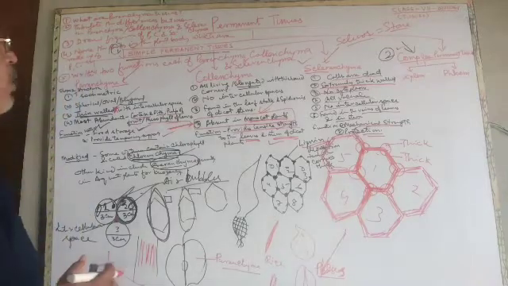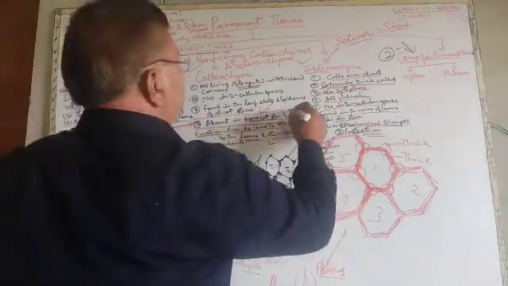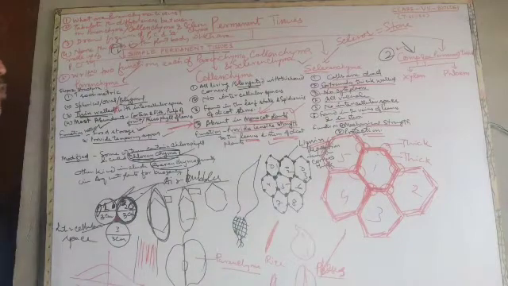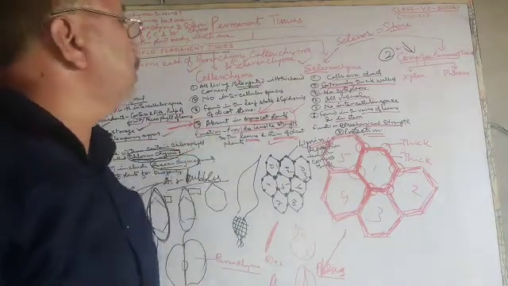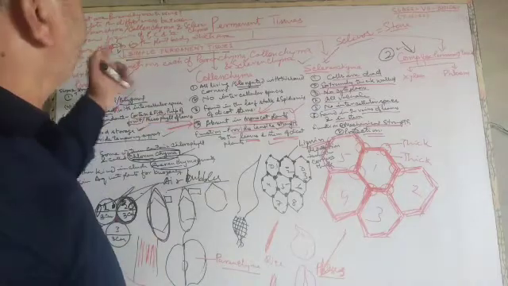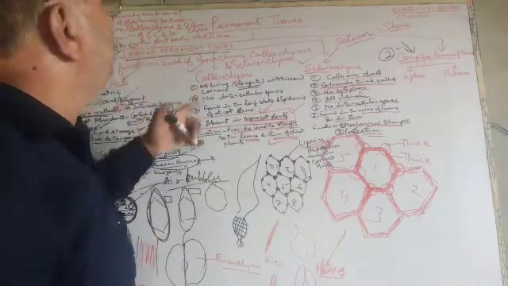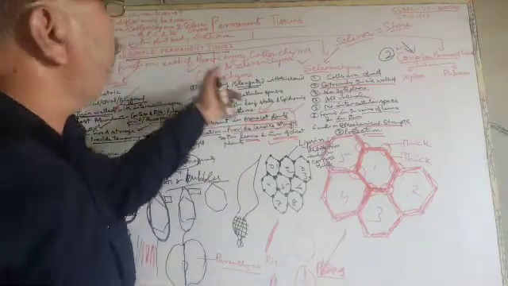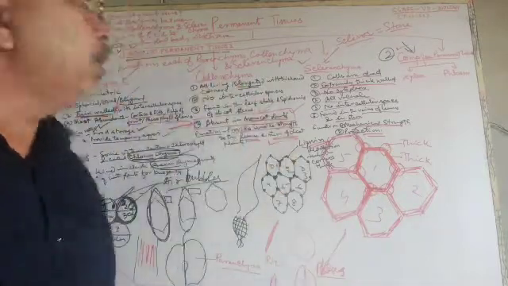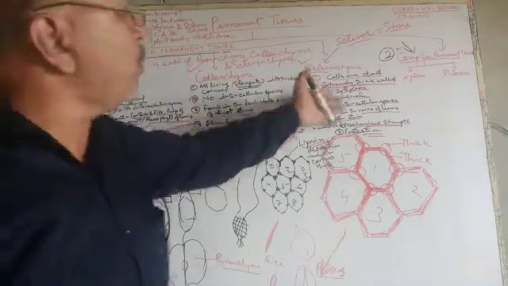An important thing that you have to notice: this collenchyma is absent in monocots. Sometimes a question related to this is also asked in the examination: name the simple permanent tissue which is absent in monocot plants. Your answer will be collenchyma, right? Then the third function, sclerenchyma: mechanical strength and protection.